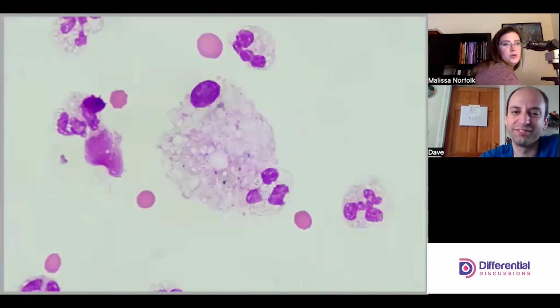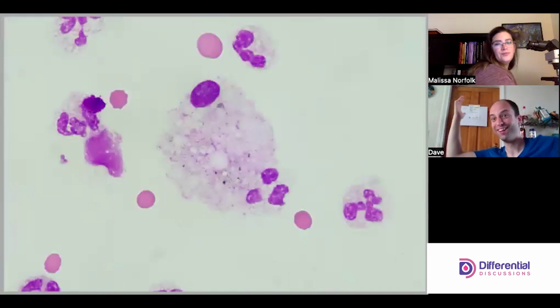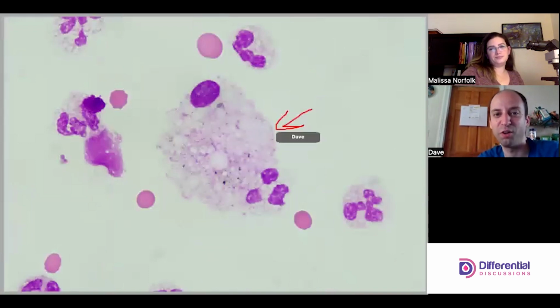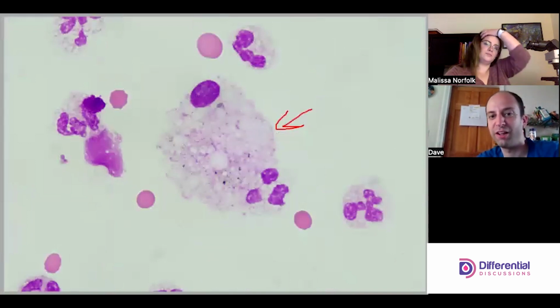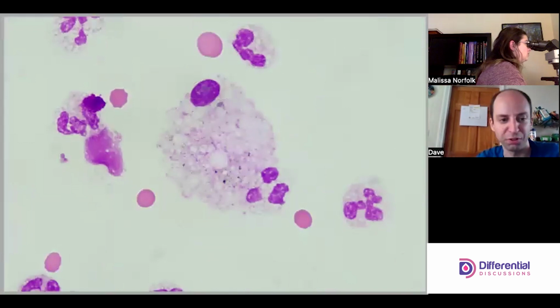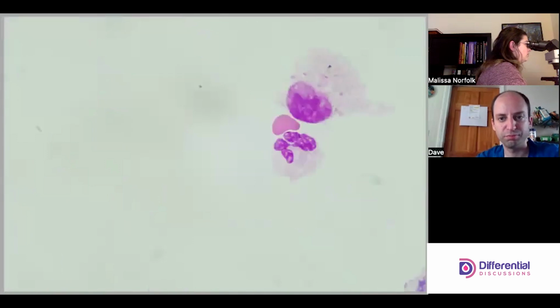Look at that fluffy, beautiful cell. We always categorize monos and macrophages in the same category. This is very clearly a macrophage, no question about that. Beautiful cell. We have that one nucleus and the NC ratio, perfect. Excellent macrophage, and it's flanked by neutrophils.